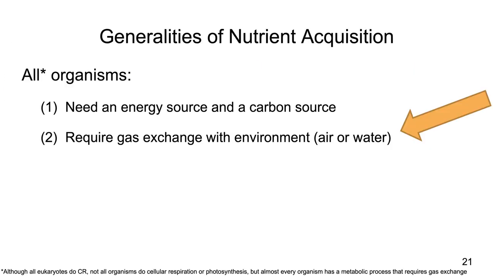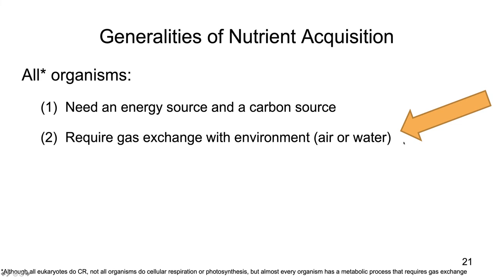Okay, so we talked about this idea that in terms of nutrient acquisition, all organisms need an energy source and a carbon source. Now let's talk about this other major requirement that all organisms have: gas exchange with the environment. When I talk about the environment, I'm talking about gas exchange from air or water. So this is the type of habitat that an organism is in. Terrestrial organisms do gas exchange with the air, and aquatic organisms do gas exchange with water.